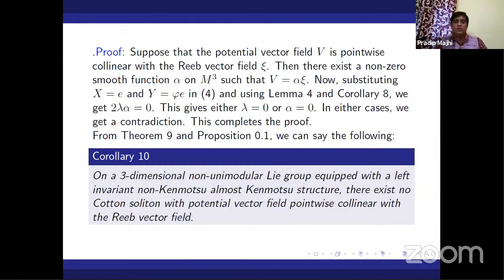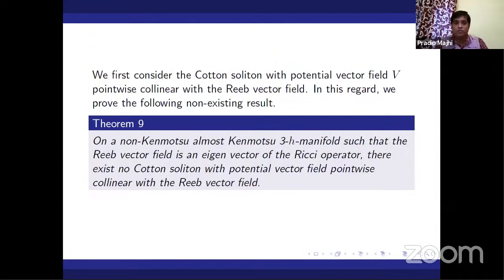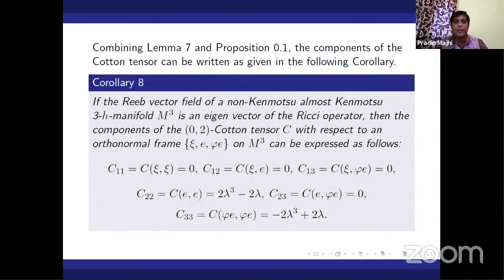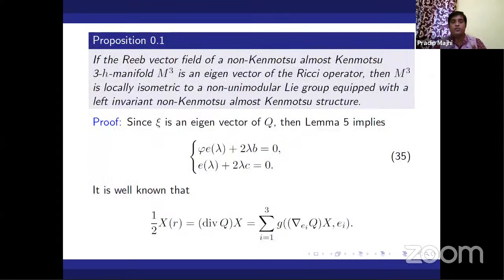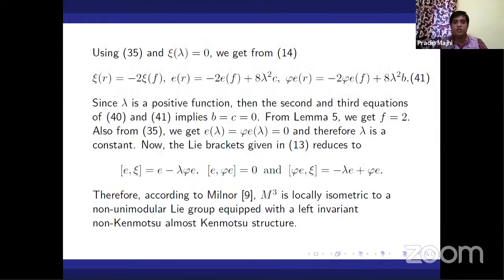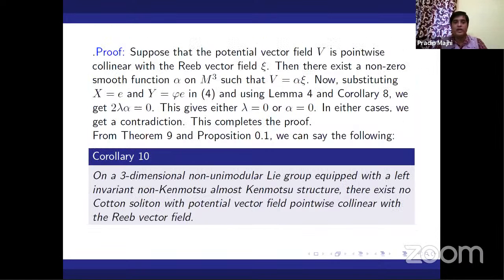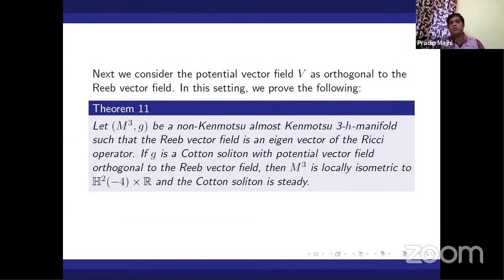From theorem 9 and lemma 3.1, if we combine these, we get corollary 10. That is, on a three-dimensional non-unimodular Lie group equipped with the left invariant non-Kenmotsu almost Kenmotsu structure, there exists a Cotton soliton with potential vector field pointwise collinear with the Reeb vector field. So next we consider the potential vector field V as orthogonal to the Reeb vector field.